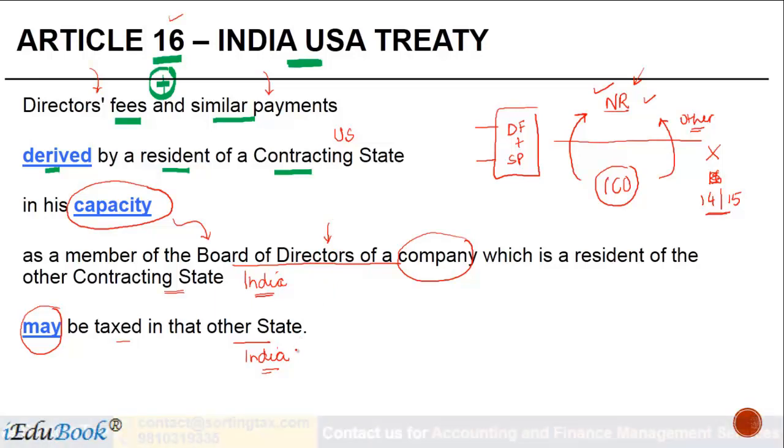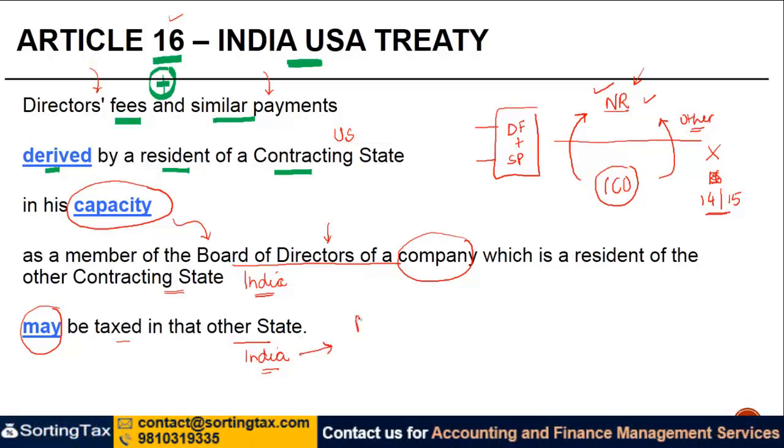What that means is, while India gets the right to tax these payments, even the US has a right to tax this payment. Of course, they have to give a credit for the taxes which have been paid in India. The method will depend obviously upon Article 23 as to the elimination of double taxation, but it is something which is applicable in this case.